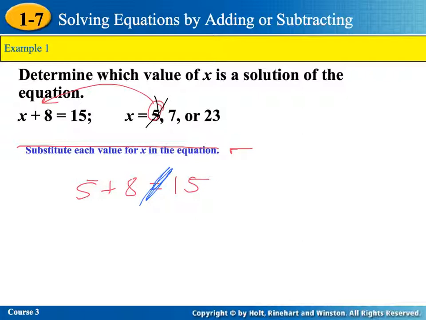Let's try another one. 7 plus 8 is 15. Is 7 plus 8 15? You betcha, okay? So now we know that 7 plus 8 is 15, so x is equal to 7.